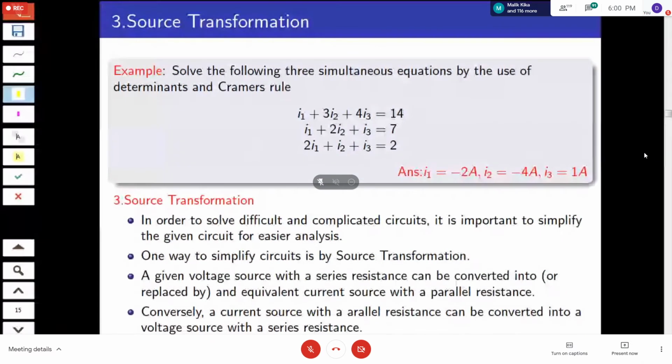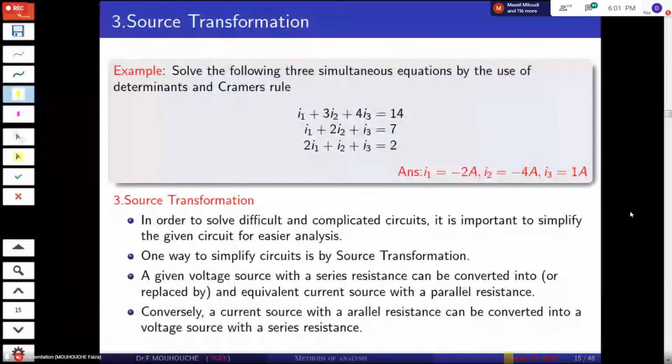I said the source transformation. In order to solve difficult and complicated circuits, we try to simplify the circuit. It is important to simplify the given circuit for easier analysis. One way to simplify the circuit is to use source transformation. For example, a voltage source with a series resistance can be replaced by an equivalent current source with a parallel resistance, as shown here.